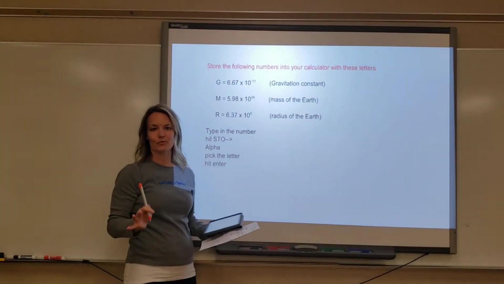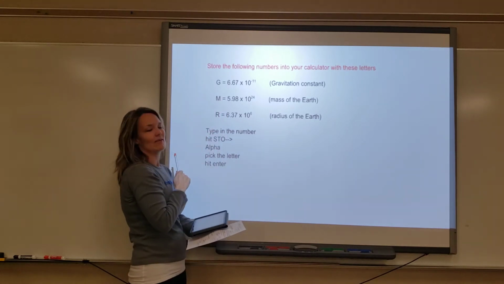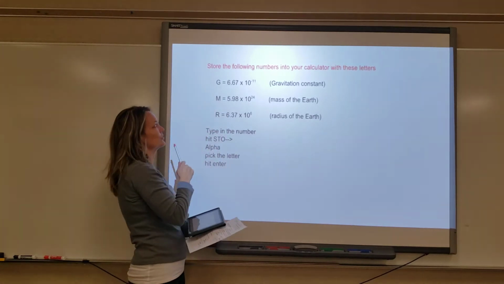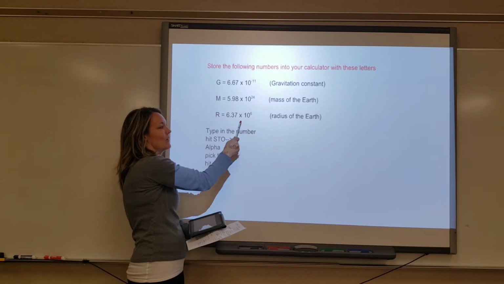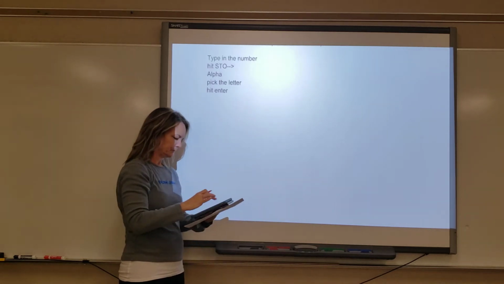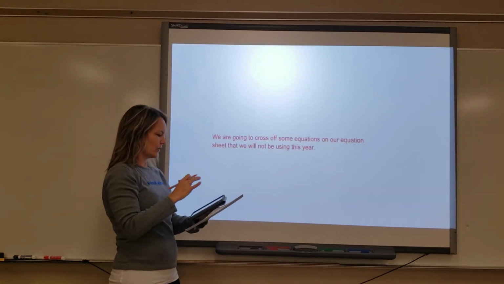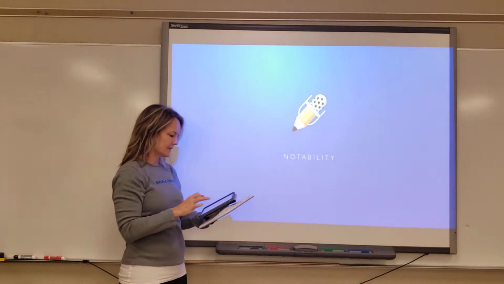Pause here if you need to. Get the 6.67 times 10 to the negative 11 in for G, the mass of the Earth, and then the radius of the Earth.